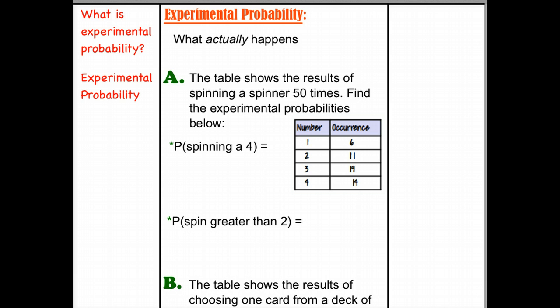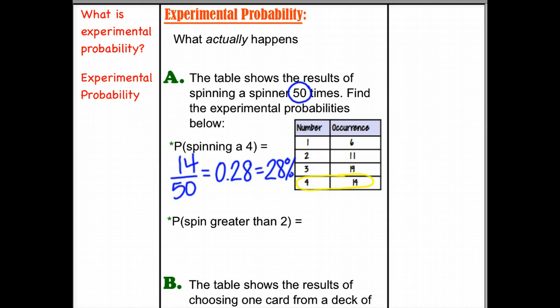Well, the nice part is that our directions tell us that we spun it 50 times, which means my denominator is going to be 50. Spinning a 4 means we're going to look at the table at 4, and it says 4 was spun 14 times, so we have a 14 here. 14 out of 50, we can double that to get out of 100, so that's 0.28, which is equal to 28%.